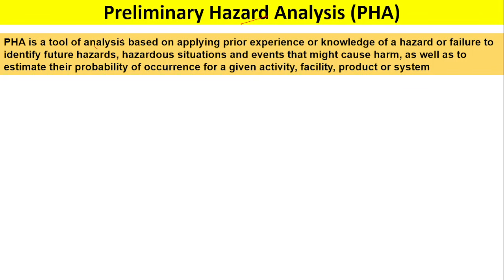Preliminary hazard analysis (PHA) is a tool of analysis based on applying prior experience or knowledge of hazard or failure to identify future hazards, hazardous situations, and events that might cause harm, as well as to estimate their probability of occurrence for a given activity, facility, product, or system.